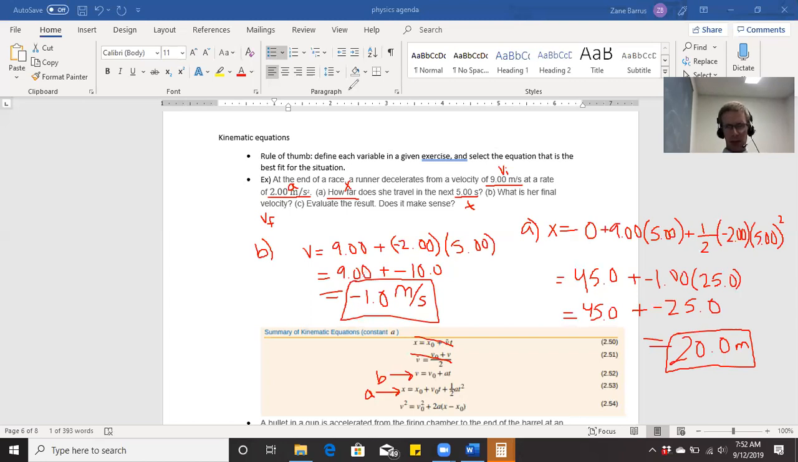But that's our answer. So you'd write an explanation saying, yeah, it does make sense that they're traveling 20 meters. That's pretty reasonable. But our final answer says they're going -1.0 meters per second. That doesn't really make sense. That's what I want you to do in these kinds of problems.